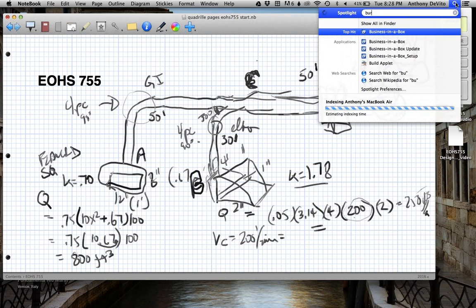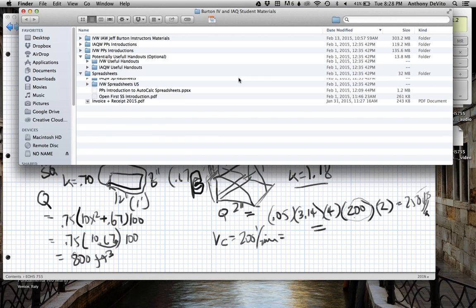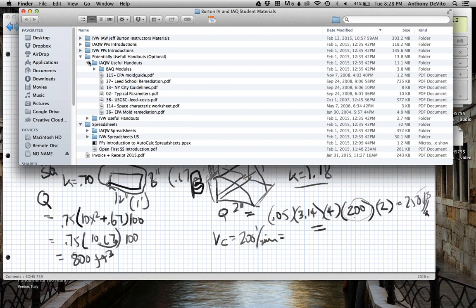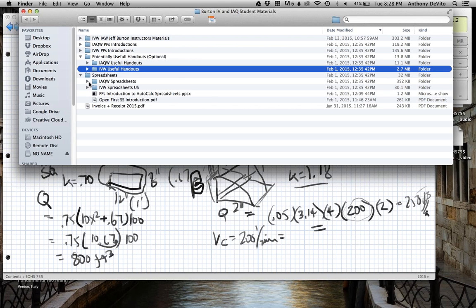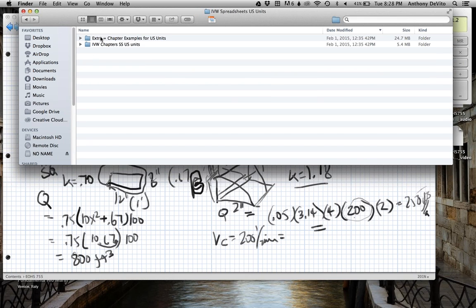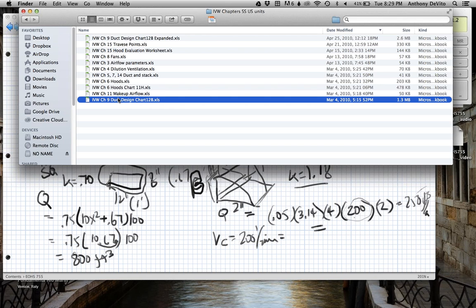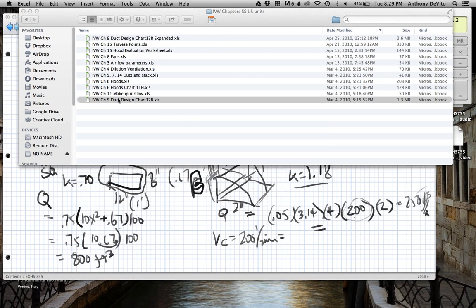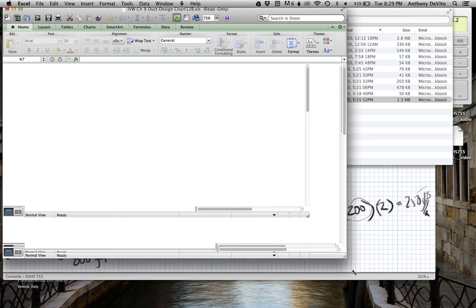Okay, so now I gotta get my spreadsheets. I'm going to the student materials. Get my spreadsheets. He really doesn't give you a blank one to start out with, unfortunately, which I'm not sure why he does that. Let's see, industrial ventilation spreadsheets, US units. Okay, whoops. I think this might be the one I want. Yes.